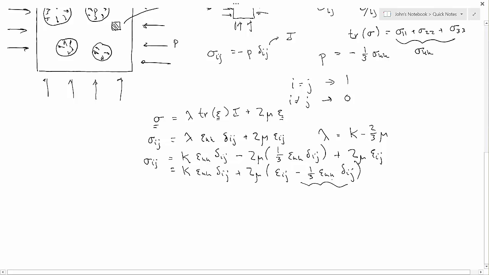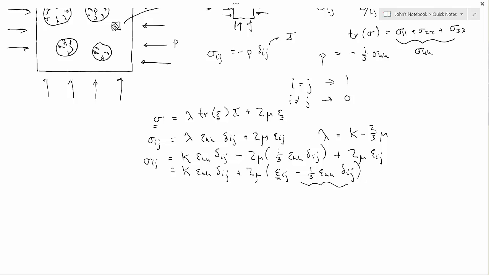The volumetric strain. So this is the part of the strain that is due to hydrostatic confinement, right? Equal confinement on all sides. Take my cube and I squeeze it equally. Okay? So if I take the total strain and I subtract off the part of the strain due to hydrostatic confinement, what's left is the shear. Okay?